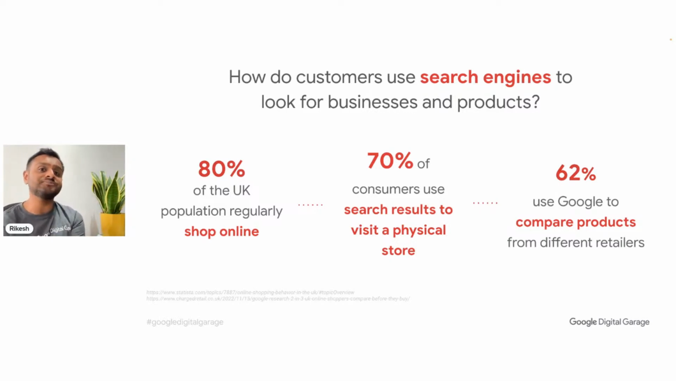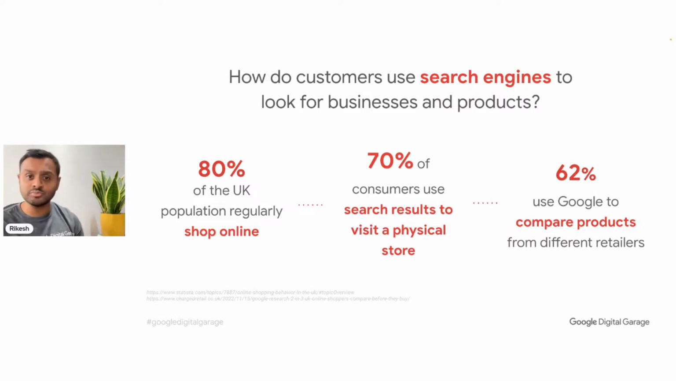So it's a place to be seen. It's a place for us to have visibility. And you can see here that 70% of consumers use search results to visit a physical store. So it's very much a primary and predominant touch point for consumers to go to a search engine and look for a business by typing in the business name, for instance, especially businesses that have a physical store.